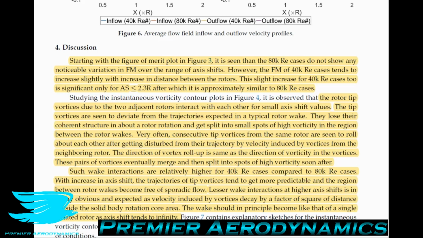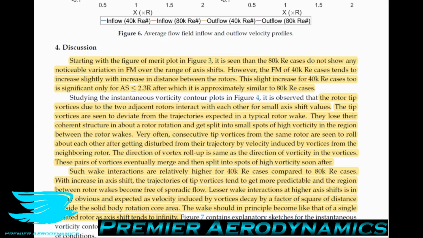This slight increase for 40,000 Reynolds number cases is significant only for a distance between the two rotors of less than 2.3 times the radius, after which it is approximately similar to 80,000 Reynolds number cases. So in a nutshell, what this is saying is at higher Reynolds numbers, putting these two rotors close together doesn't really seem to affect the overall figure of merit of the UAV.